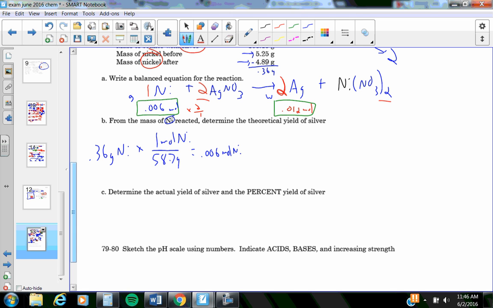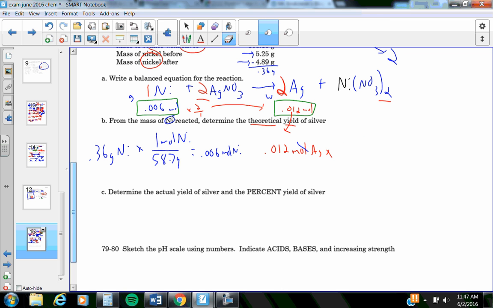So I'm going to get 0.012 moles. How much does that weigh? Because I really don't have a theoretical yield yet, except I do, it's just in moles. That's going to be silver. 1 mole of Ag, which is silver, weighs 107.9 grams. Okay, here I have a problem. Moles and grams can't cross out, so I must have done that wrong.